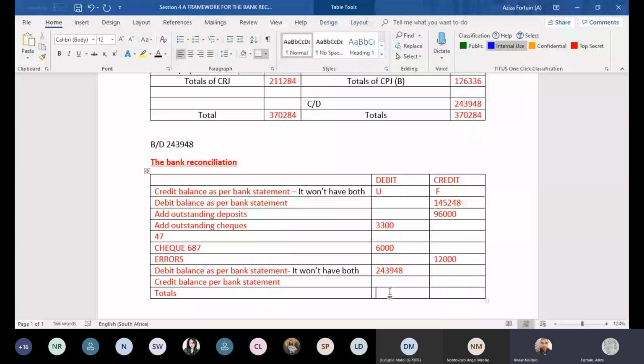Bhavin, are you giving us the figure? Yeah, it's 253,248. Okay. Thank you.